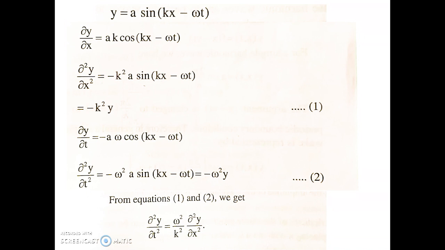Comparing the equations, we can see ∂²y/∂t² is equal to minus omega² y, and again ∂²y/∂x² equal to minus k² y. We can cancel y from both sides and equate. You can see that ∂²y/∂t² equal to omega² by k² into ∂²y/∂x². So this is of the form of the wave equation where we have for v² we have omega² by k².